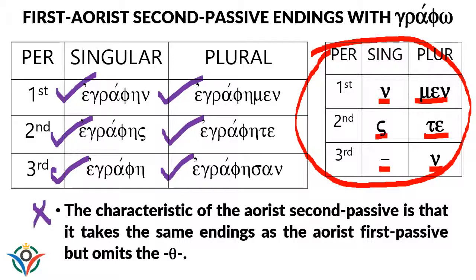All right, so once again, the biggest difference is that the characteristic of the aorist second passive is that it takes the same endings as the aorist first passive but omits the theta, which is now replaced by the phi.